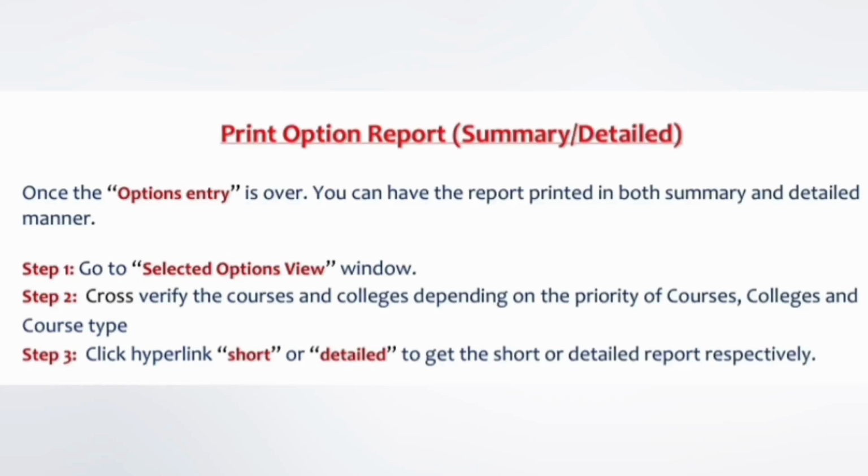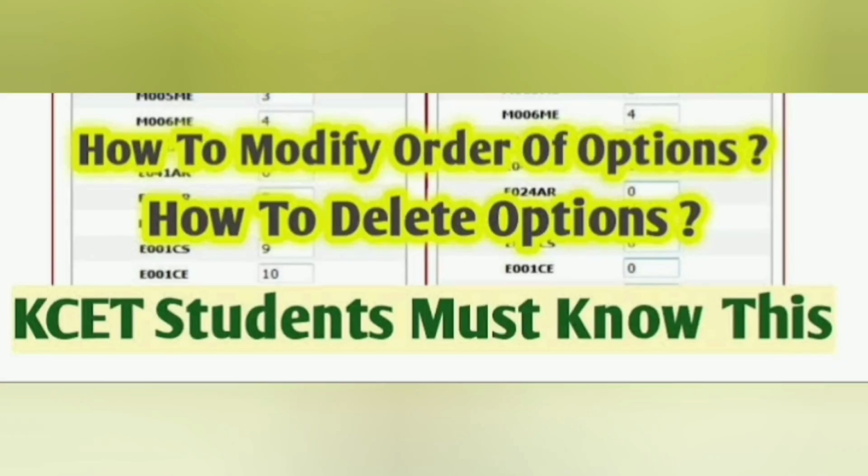And then the last step is that you can print the option report, right? Whatever you have modified, whatever you have added, and whatever you have deleted in the mock round after the mock round result will be available now for the first round option entry, right? But you can take that, you have a printout of the option report. So I have explained the complete option entry procedure: how to add an option, how to modify an option, how to delete an option, and how to take a printout of the options, right?